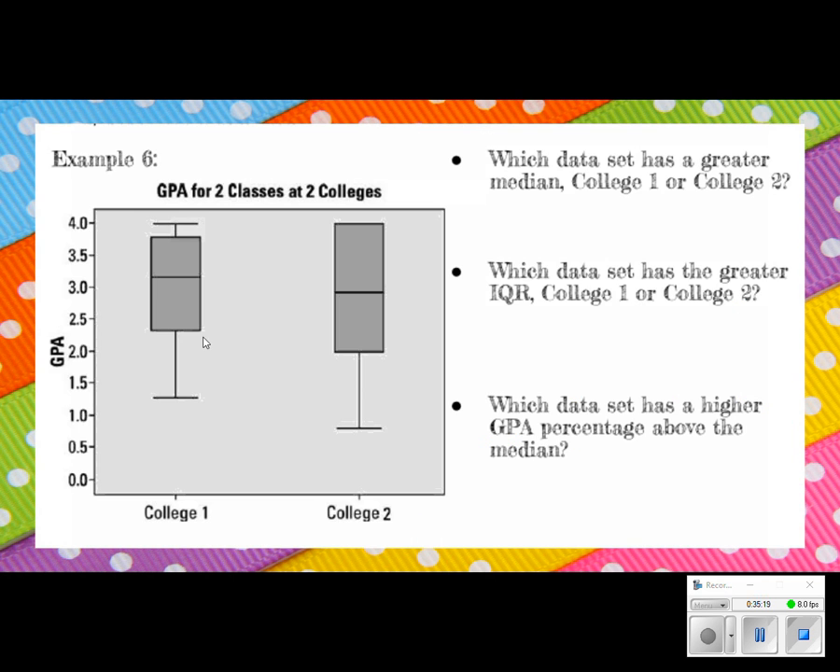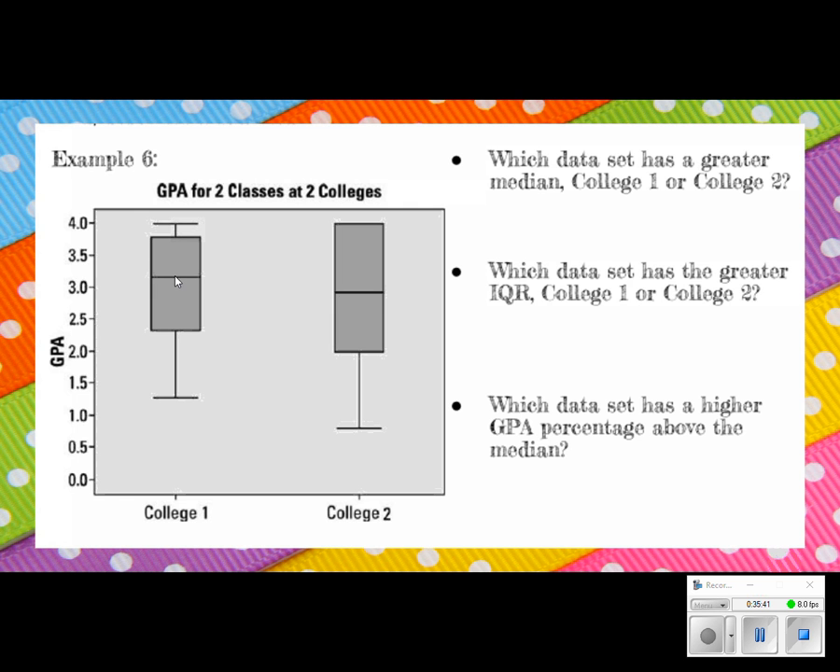All right, so here we go. We have GPA for 2 classes at 2 colleges, and we can see the max, that's up here at the high level. We can see the min, we can see the median, Q1 and Q3. So which data set has a greater median, college 1 or college 2?